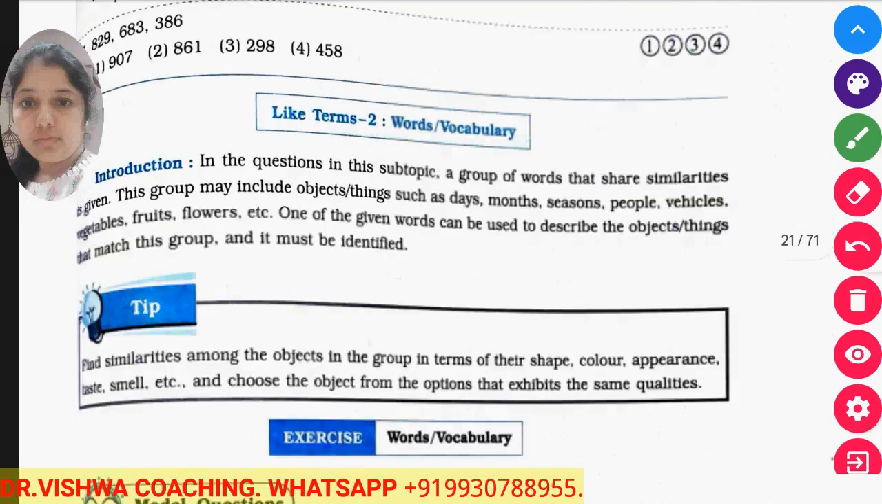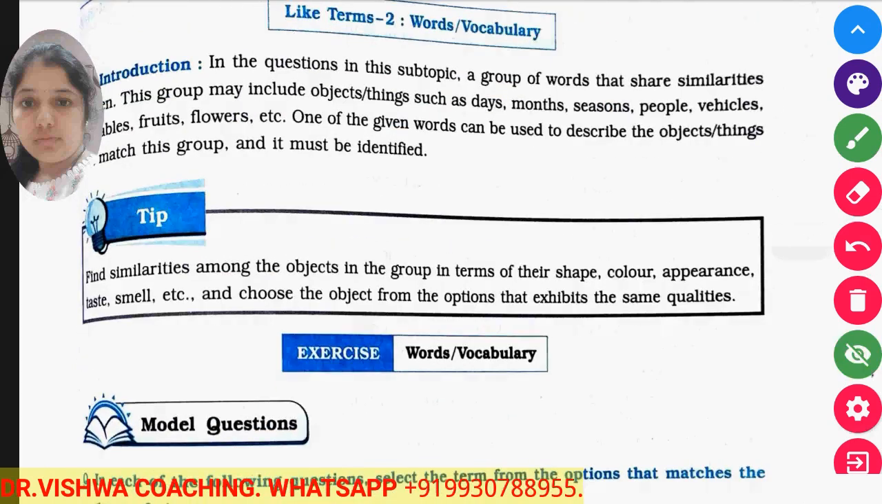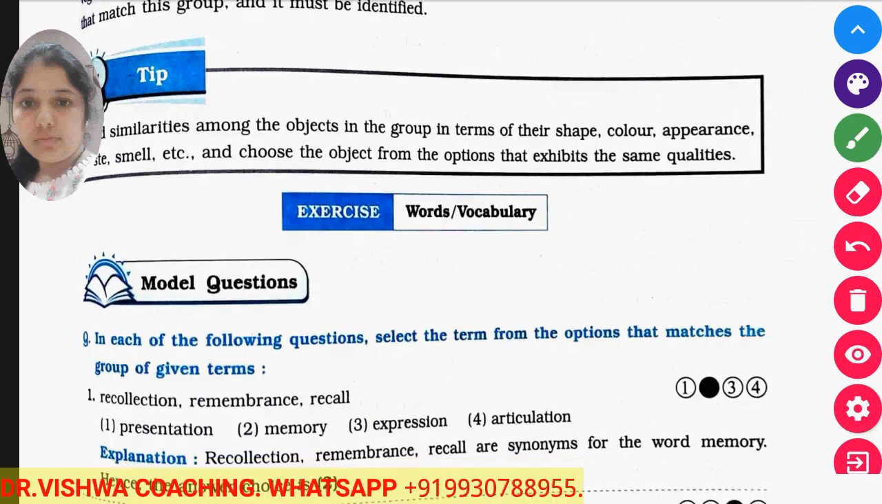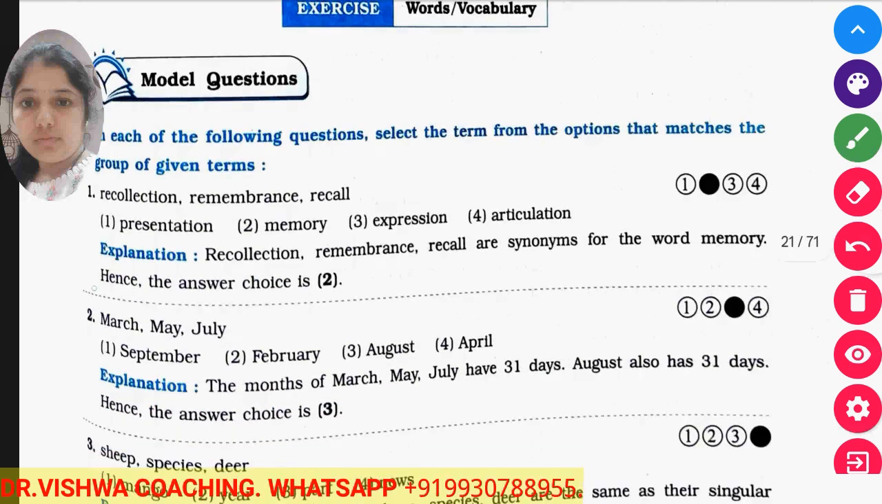Okay, now the next one is based on words and vocabularies. Now here, similarities we have to find among the objects in the group in terms of their shape, color, appearance, taste or smell. Okay, you have to choose the correct option matching the same qualities. Now one practice model question is given by them.